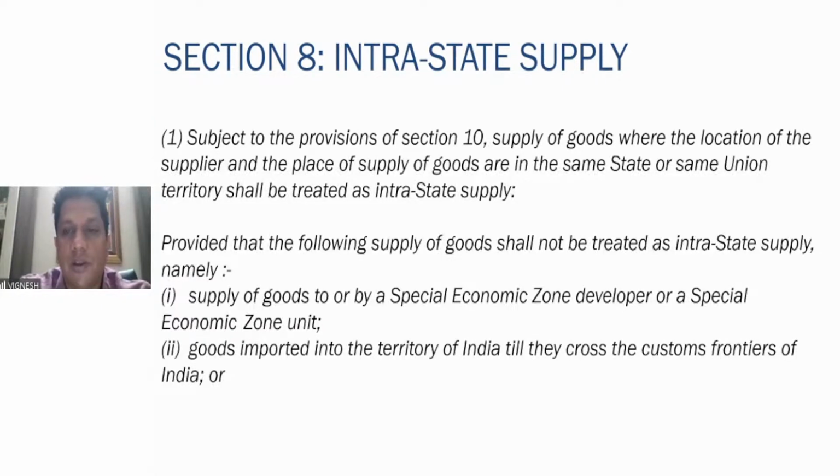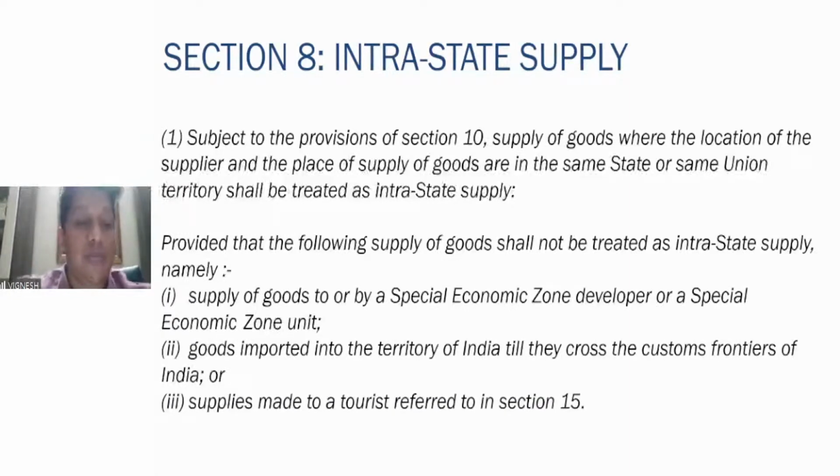However, the following supply of goods shall not be treated as an intrastate supply. Again, supply of goods to or by a special economic zone developer or a special economic zone unit will not be treated as an intrastate supply. Why? We have just discussed in section 7. Then goods imported into the territory till they cross the customs frontiers also will not be treated as an intrastate supply. The third interesting point is supplies made to tourists referred to in section 15. So this particular supply is specifically excluded by virtue of section 8.